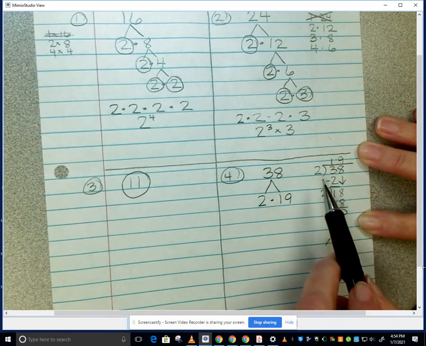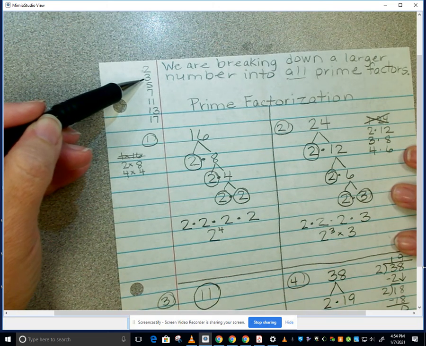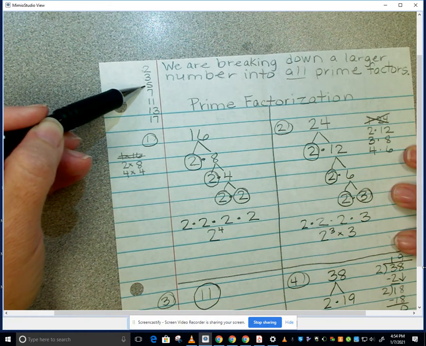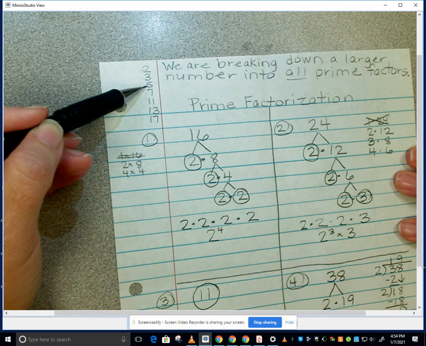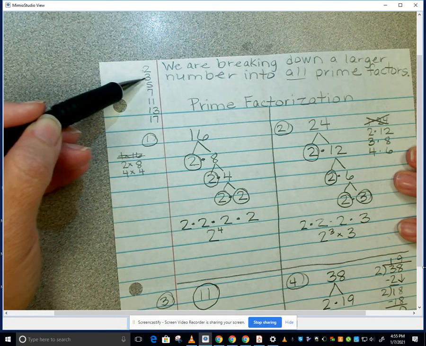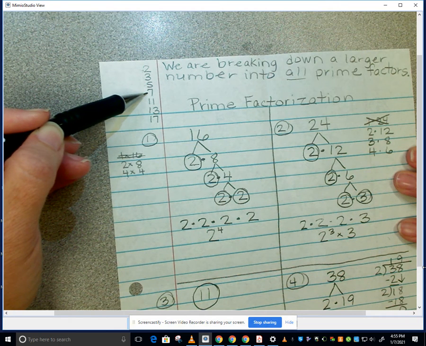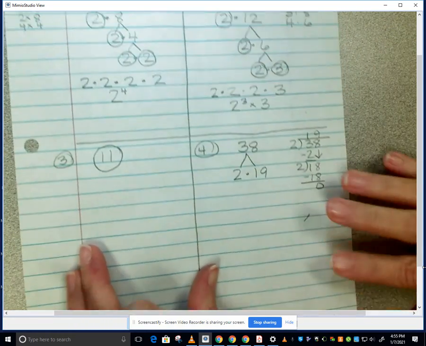Now, by the way, if I tried 2 and it didn't work, then go try 3. If 3 doesn't work, try 5. But I'll go ahead and give you a clue about 5. 5 will only go into numbers that end in 5 and 0. And then try 7. If you can't get 2 or 3 or 5 or 7 to work, then you're dealing with a prime number. You circle it. You're done with it.